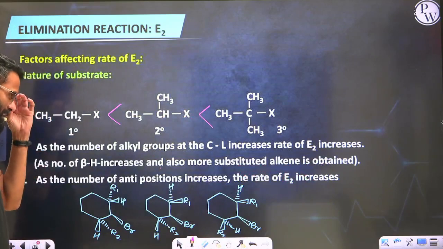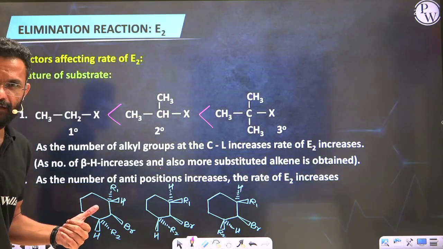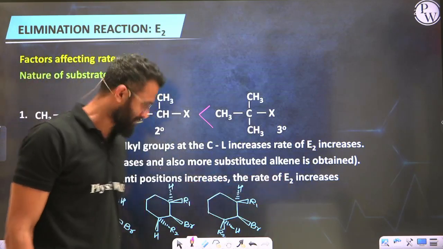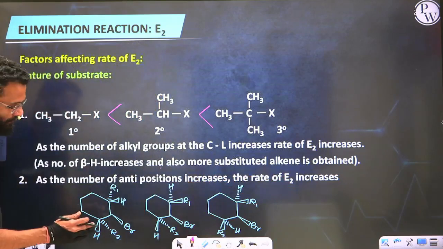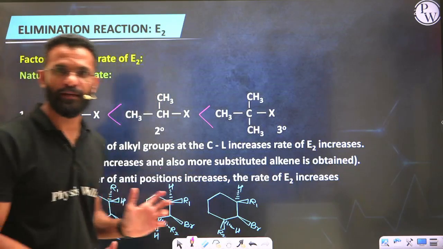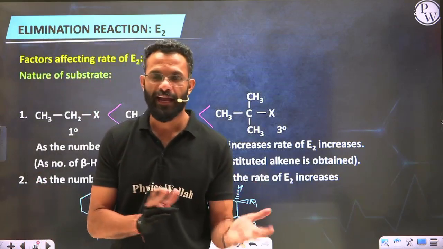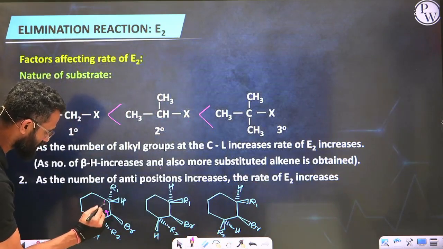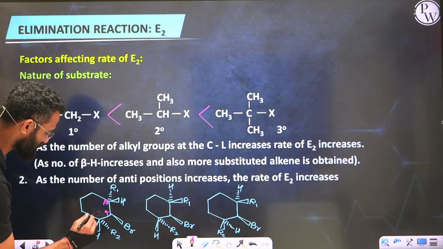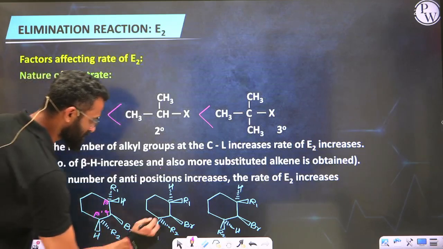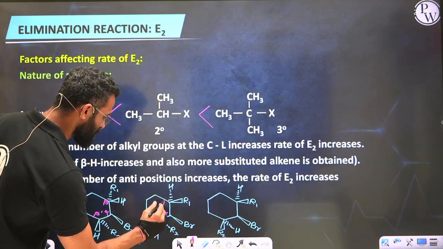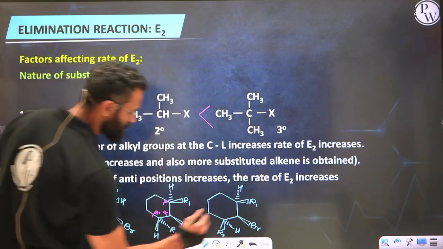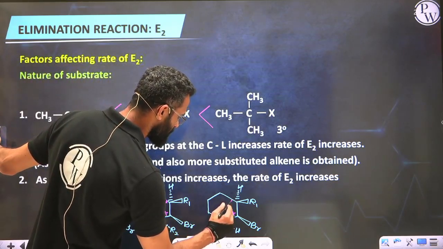The second important condition is saying, with respect to the factors affecting which is the substrate, as the number of anti positions increases, the rate of E2 also increases. Now we know the fact, for an effective E2 reaction to take place, the beta hydrogen and the leaving group should be anti-periplanar. So now I have got a carbon carrying the leaving group, so this is alpha and these two adjacent carbons are beta. Let's call this beta and this beta dash. Everywhere it's the same. This is alpha, beta and beta dash. Here as well, alpha, beta and beta dash.